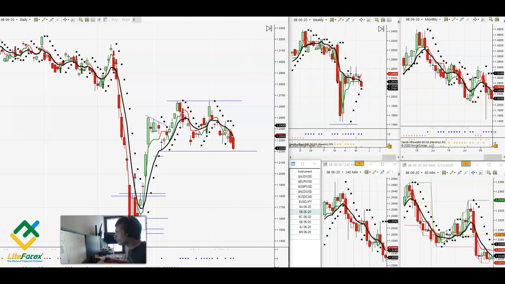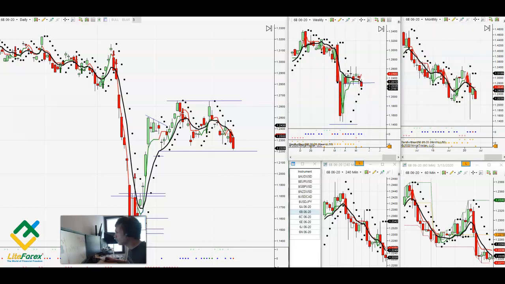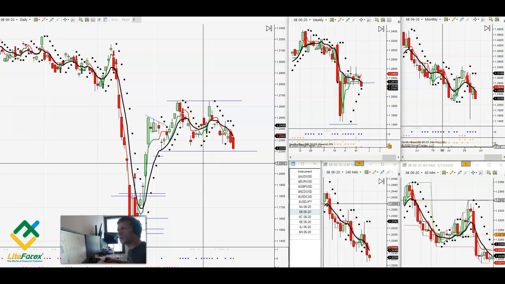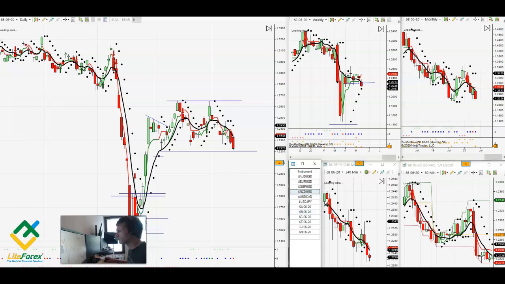You can just see on the weekly, we were very, very choppy. We're finally breaking down. You've got to lean more bearish. I'm leaning more bearish on the pound USD going forward.